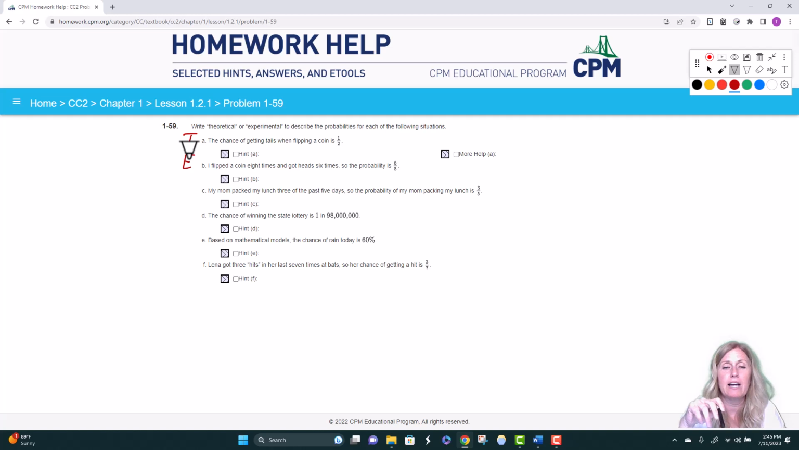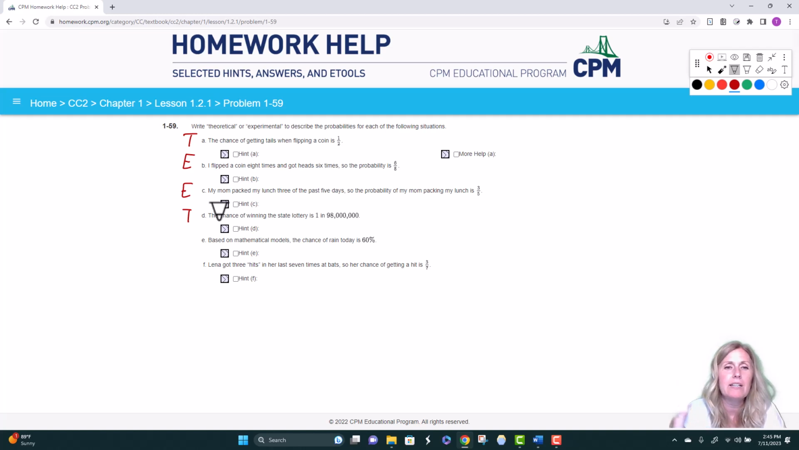D, the chance of winning the state lottery is 1 in 98 million. Okay, that's just theoretical. That's just what you're thinking. The chances actually might not even be that good. It's not like you entered the lottery every day for a year and then you wrote it down. It's just your opinion. That's what you're theorizing.